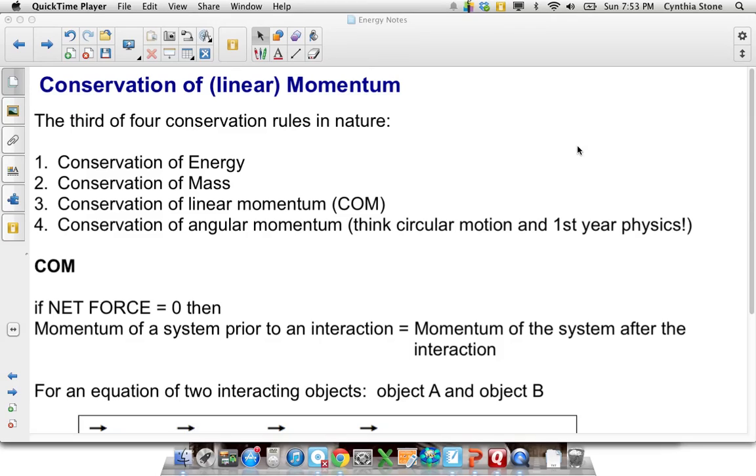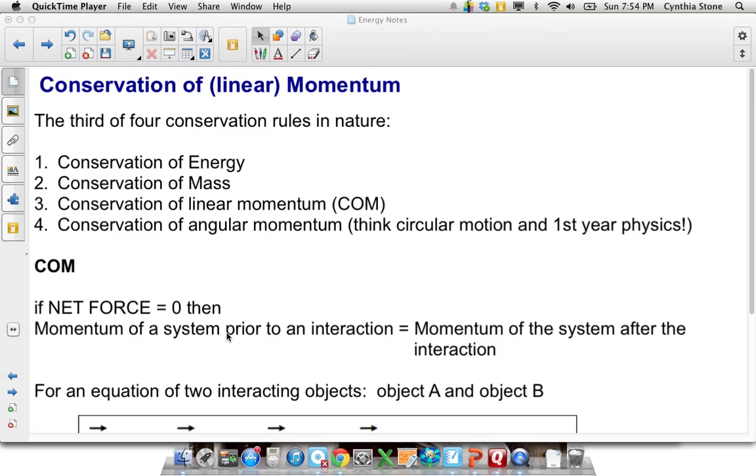Momentum was great. Conservation of momentum is even better, much more practical, similar to conservation of energy, more practical and useful than just energy calculations. So I've mentioned this before. I said there's 3 conservation rules.